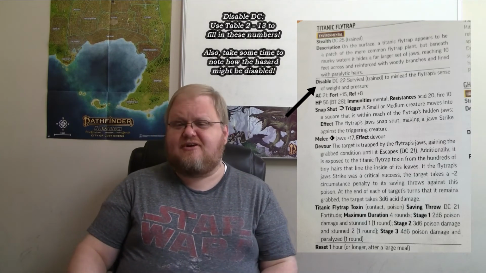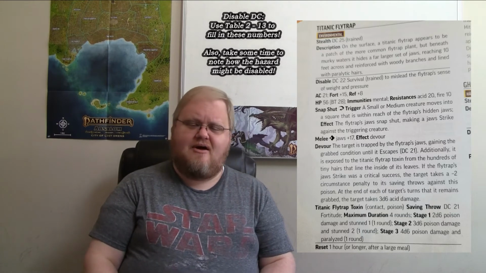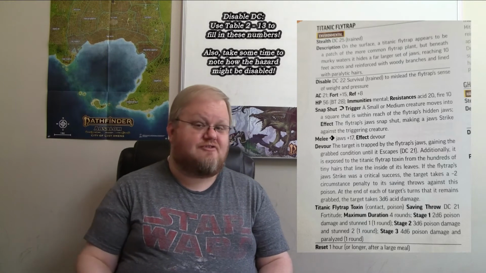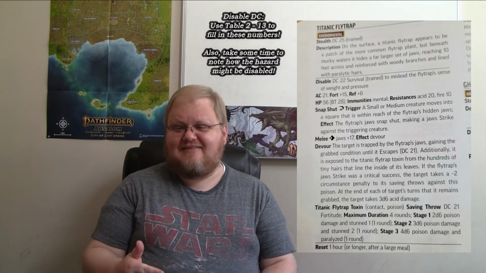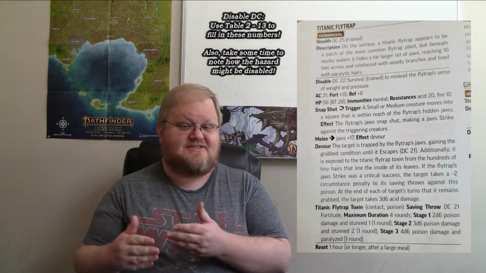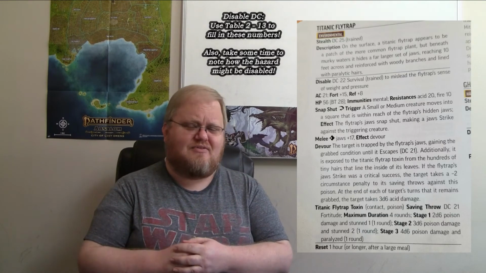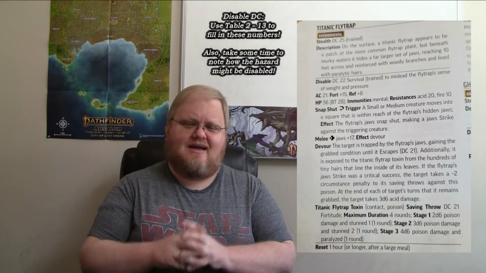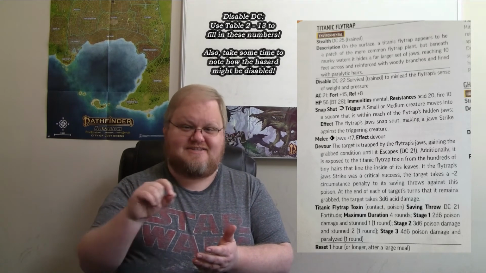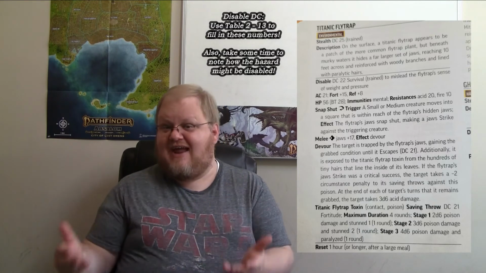Now you will notice at the start of this section, we have a disable DC listed for the Titanic Flytrap of a DC 22 survival check and an associated proficiency of trained. Also, beside this, we have a description of how a character might successfully disable the Titanic Flytrap, and this is one of my favorite things that Pathfinder 2e does. I think it is a very good idea to write out beside the disable section how a character could go about disabling a given hazard.